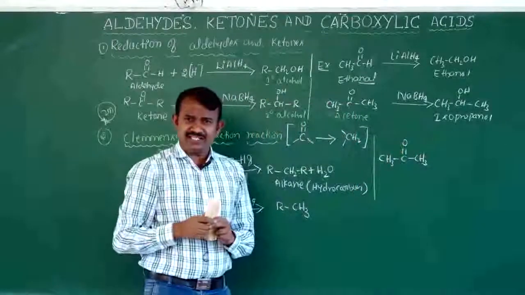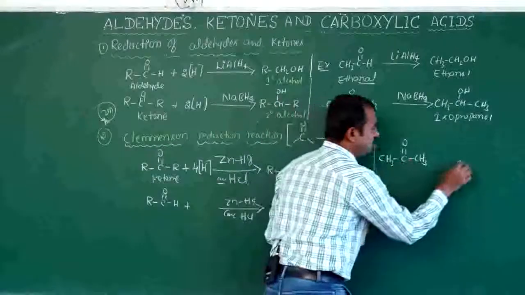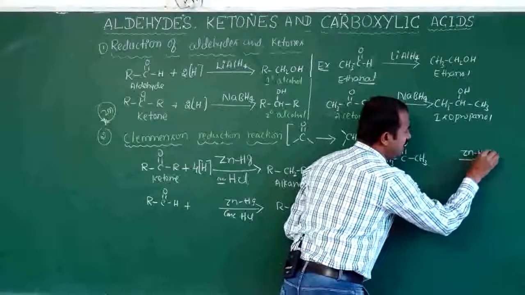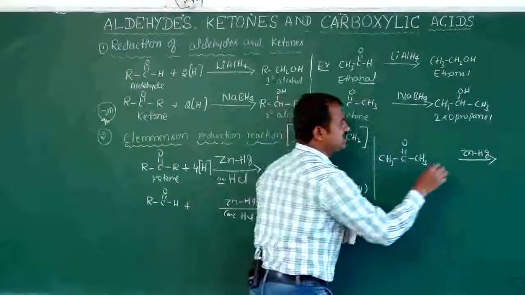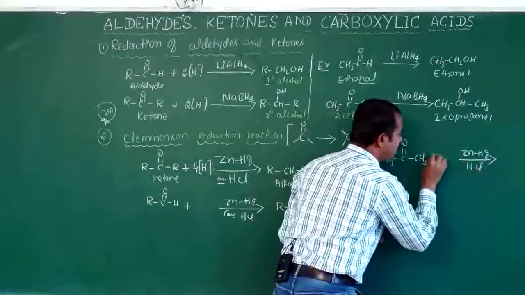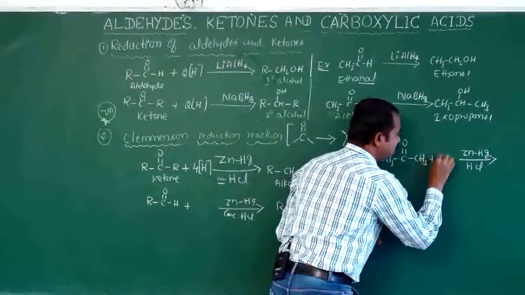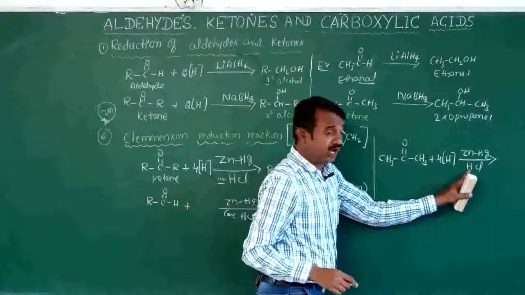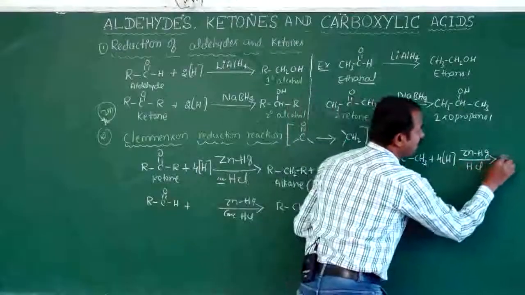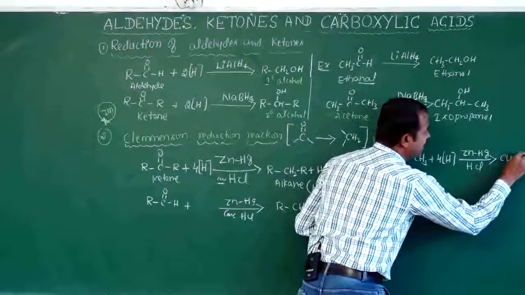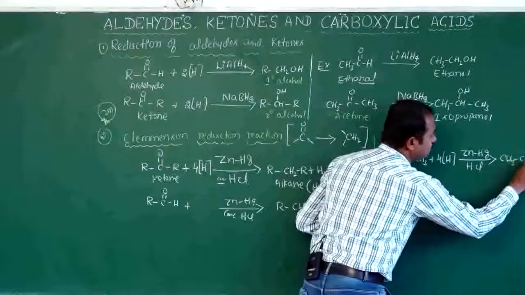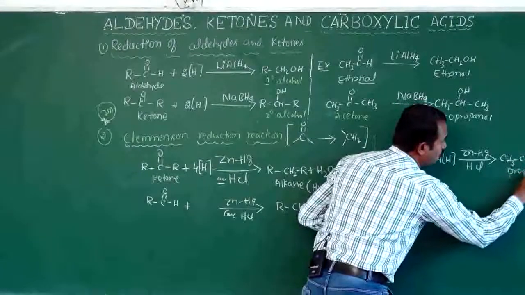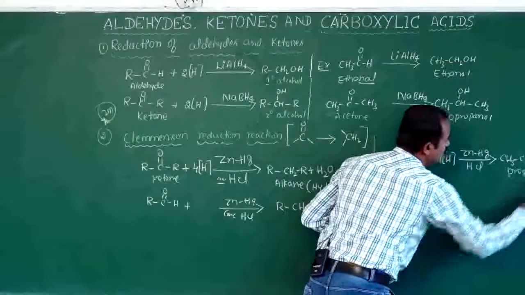When acetone is reduced with zinc amalgam in presence of concentrated HCl, it takes 4 hydrogen to form CH3 CH2 CH3. The name is propane, plus water.